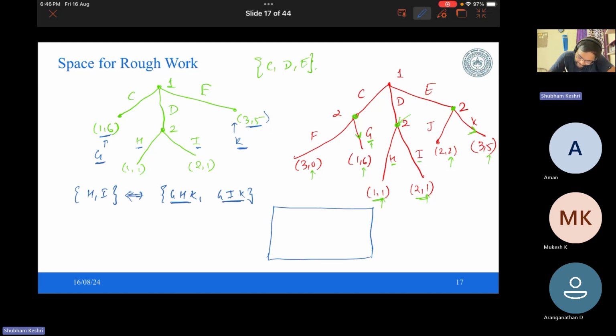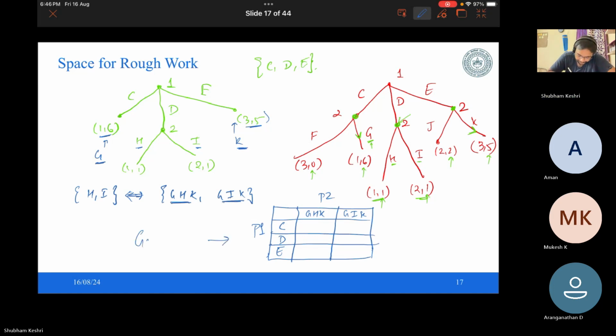Player 1 has 3 strategies: C, D, and E. Player 2 has 2 strategies, GHK and GIK. All right, is this okay? This is the game table for this reduced game. Now you can just populate it. When player 1 is playing C and player 2 is playing GHK, the utility will be 1, 6.